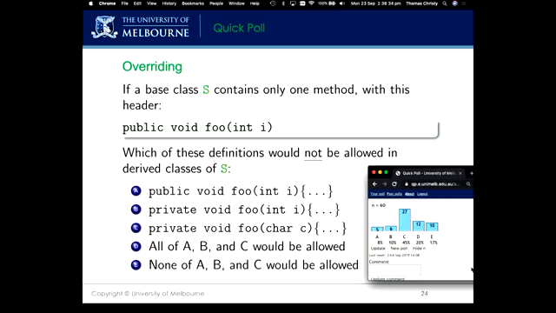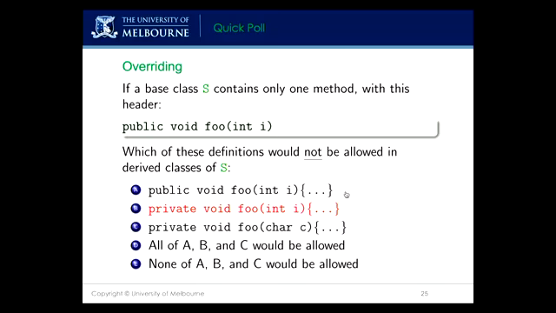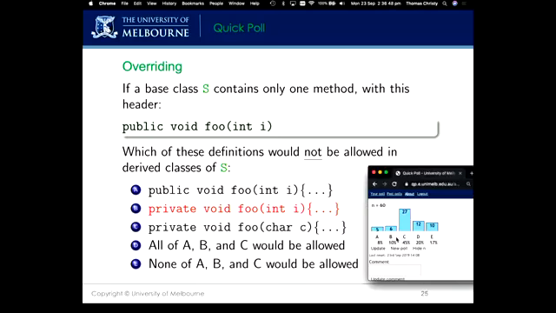Right, so the majority say C, with a few saying D and E, and a couple on A and B. Now then, which is it? It's actually B. So the 6 of you who said B, well done. The reason for that is that we're saying what would not be allowed. Now public void foo int is actually an override, so that's allowed, right?